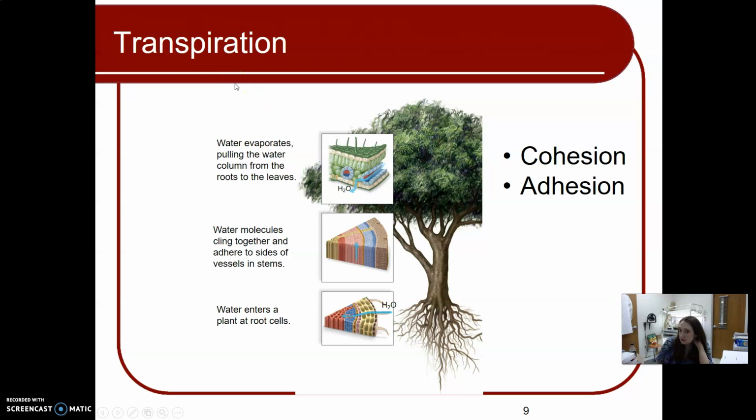And then your simulation is going to deal with transpiration, which is a combination of cohesion and adhesion. Adhesion is where water molecules cling to the sides of the vessels and the stems. Cohesion is where water clings together. So what's happening here, water is entering the roots, and each water molecule is clinging together. Okay, water likes to stay together.